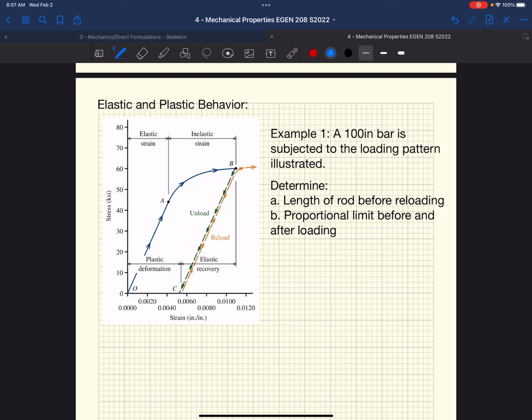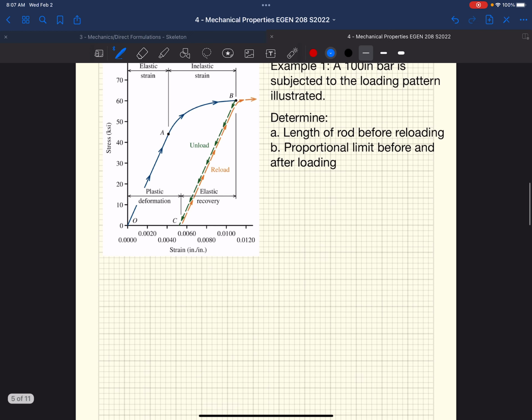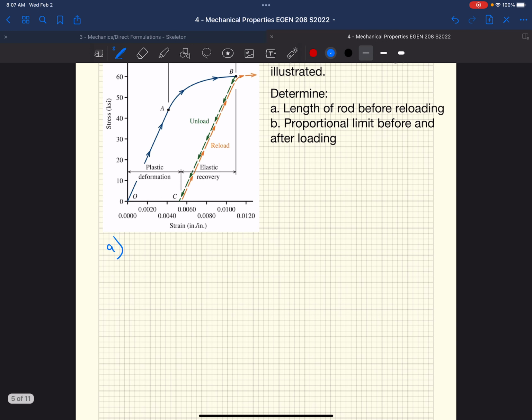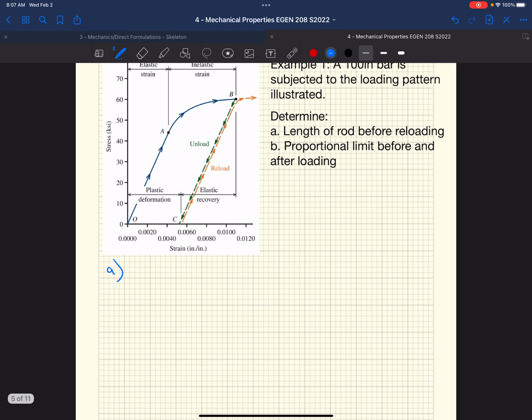And so they want to know what is the length of the rod before we reload it, and the proportional limit before and after loading. Right? So if we go for A, what's the length of the rod before reloading? Well, we know our original length, right? I guess we could start by saying we have our strain equation, right? Change in length over the original length. Knowing that, they gave us our original length, right? 100 inches.